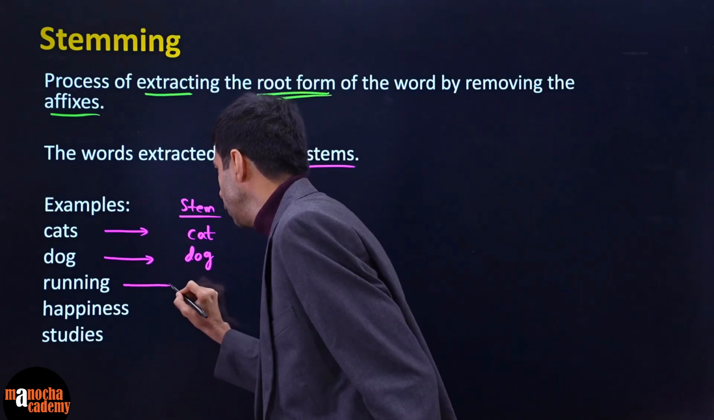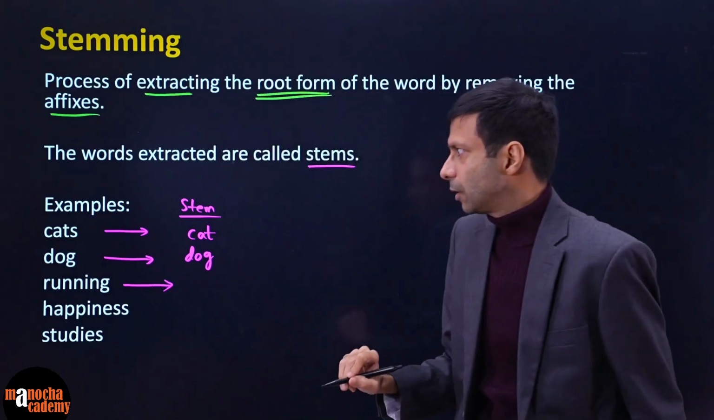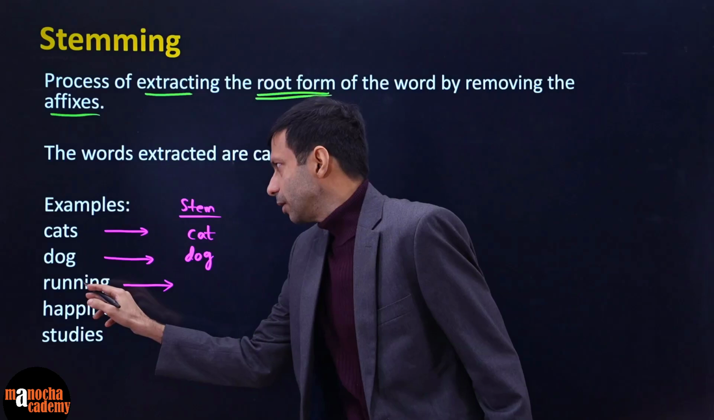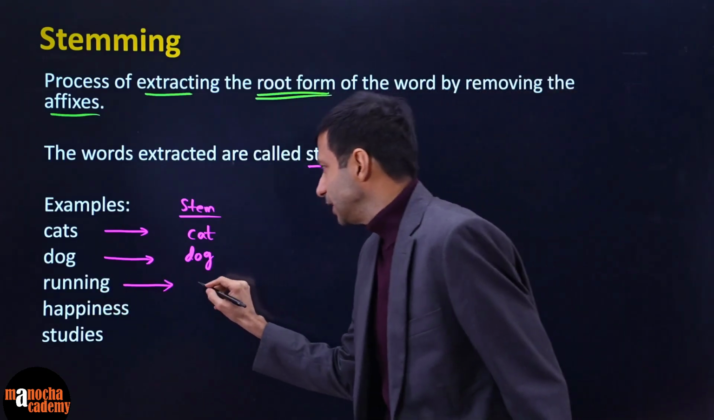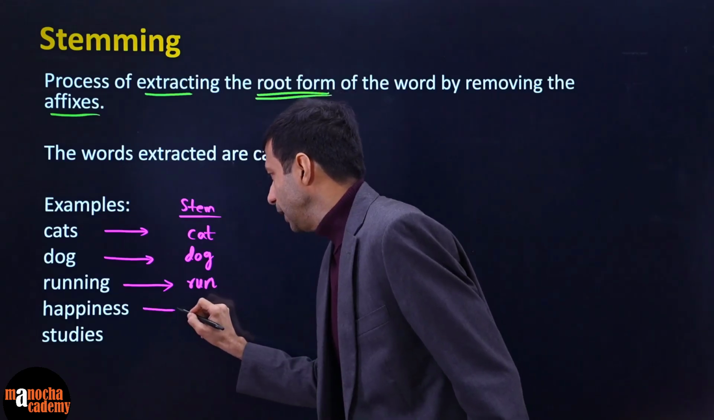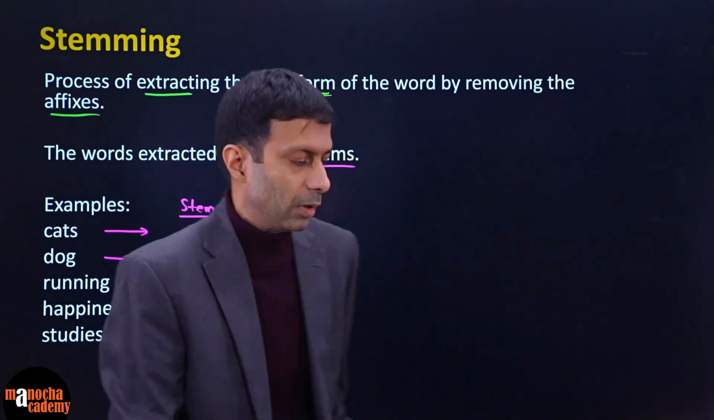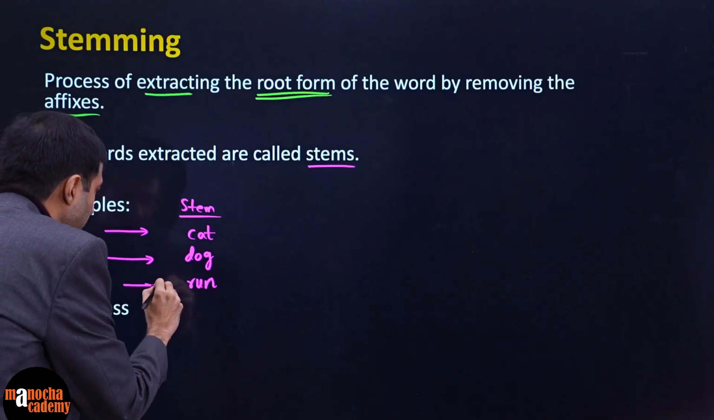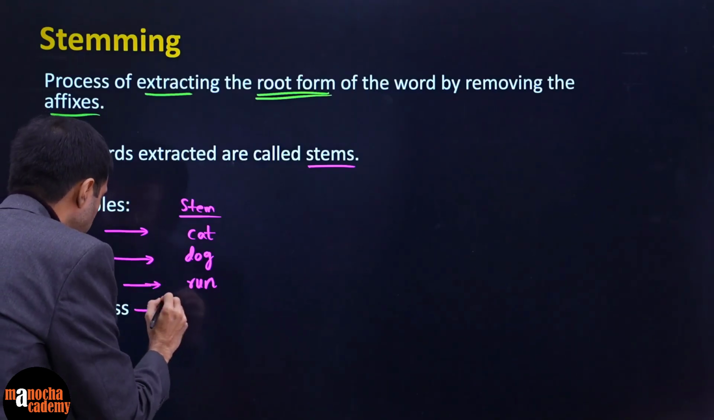Now for running, can you tell me what is the stem? So see, we will throw away the ING part. We can say simply the root word, the stem, is run. For happiness, can you tell me what is the stem word? So this one, running, run is clear. Happiness, can you guys tell me?